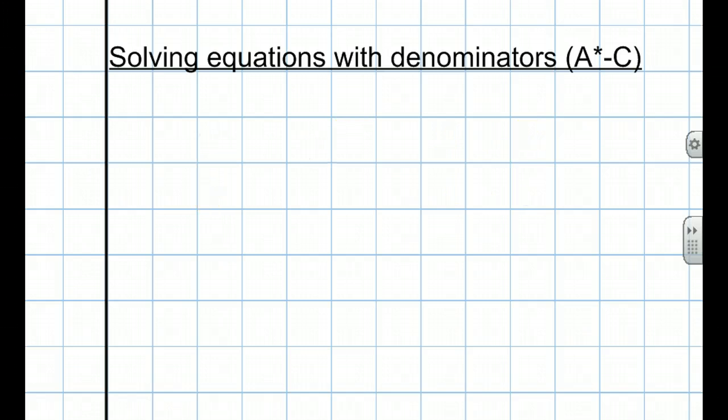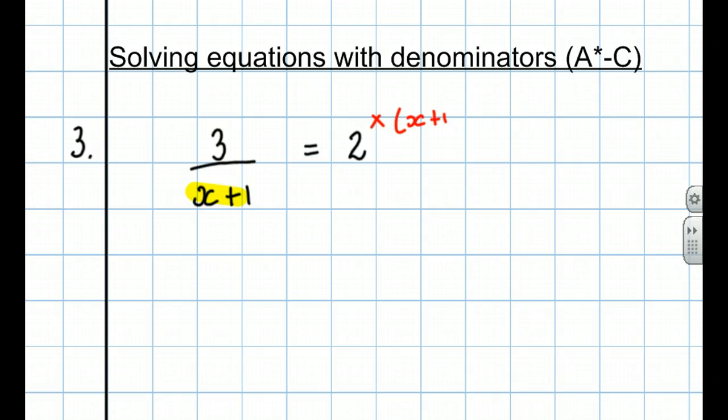Now, a next step up in difficulty would be one like this: 3 over x plus 1 equals 2. Now, the intent is the same. We're going to first get rid of the denominator, but in this case it's an expression. So I multiply both sides by x plus 1. 3 divided by x plus 1 times x plus 1 becomes 3, and it's equal to 2 times x plus 1.